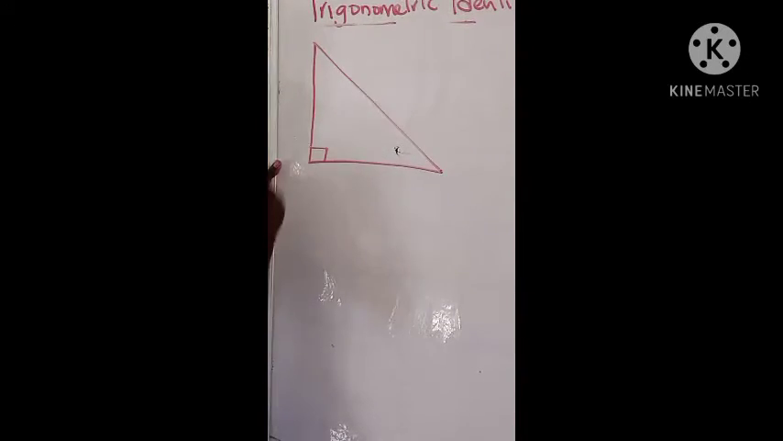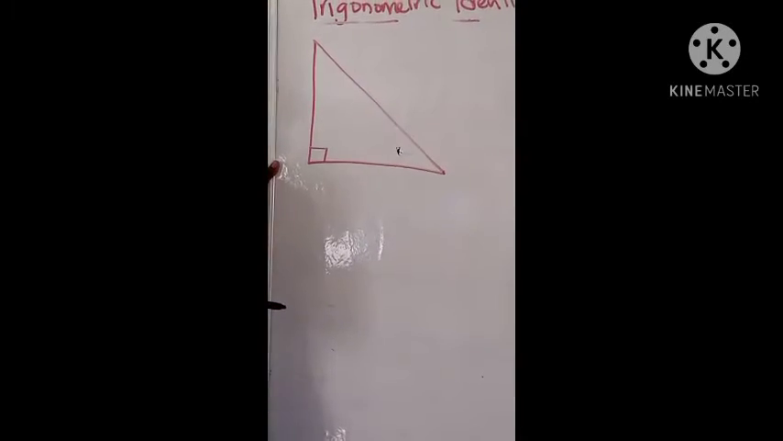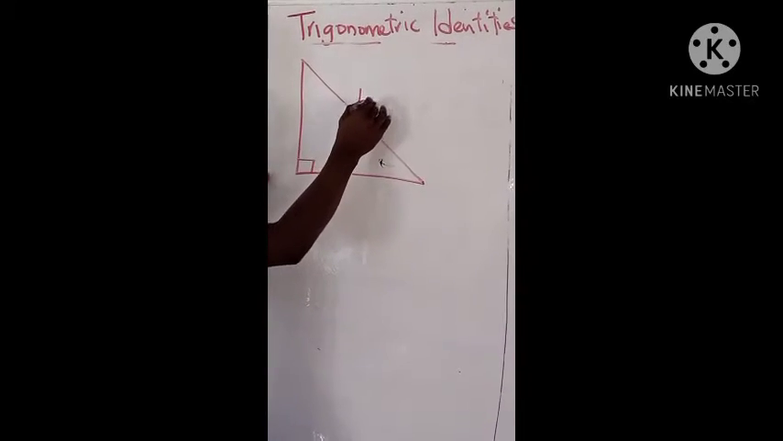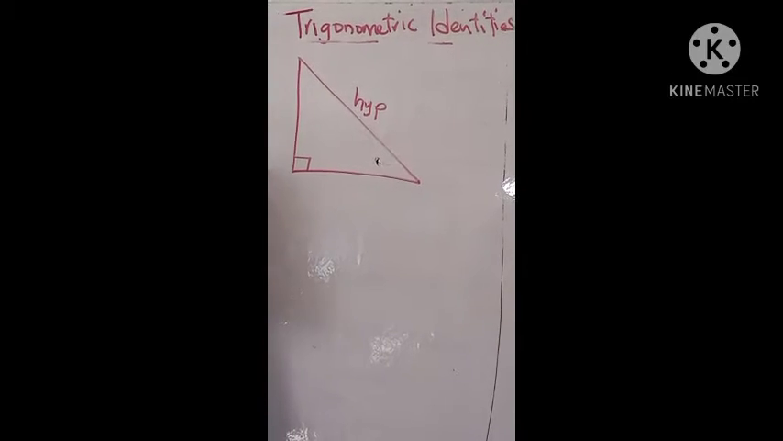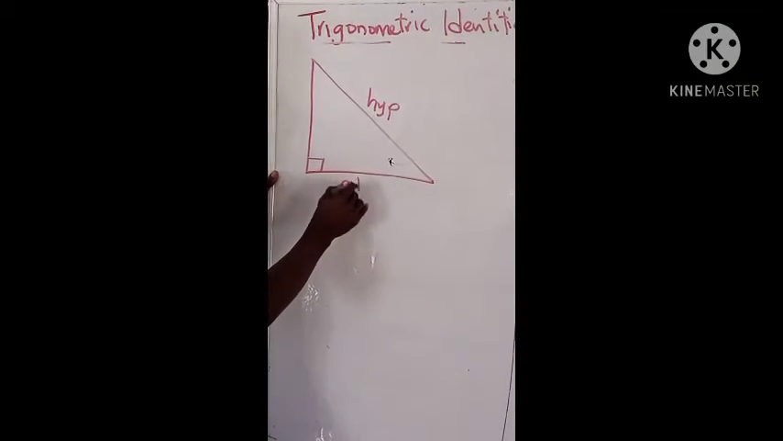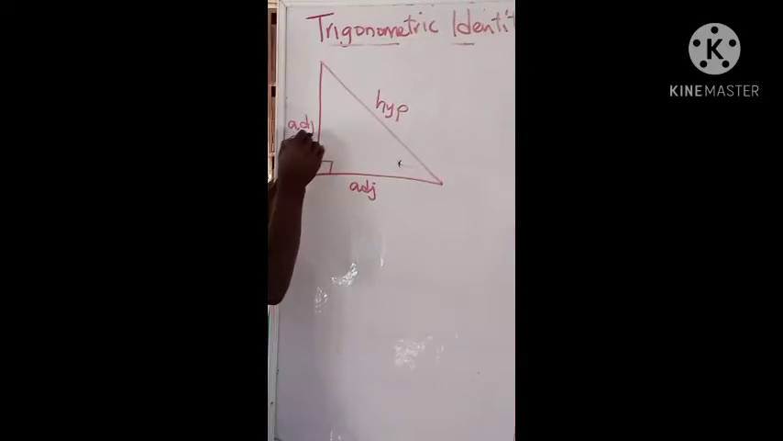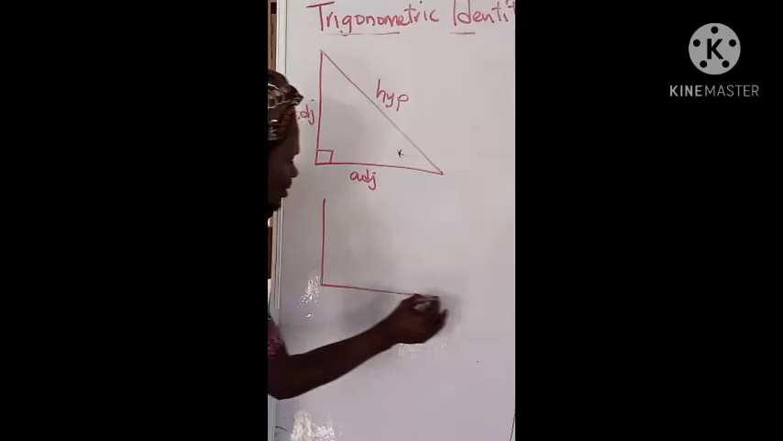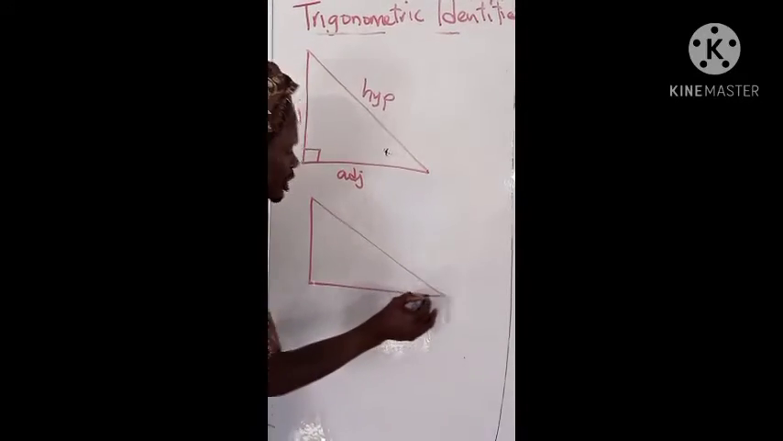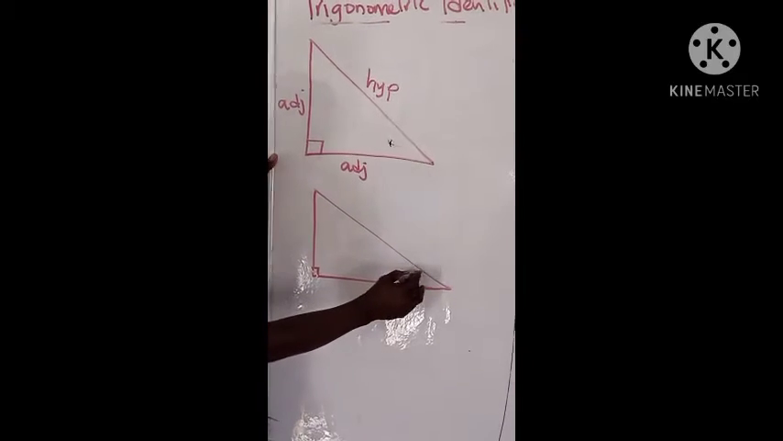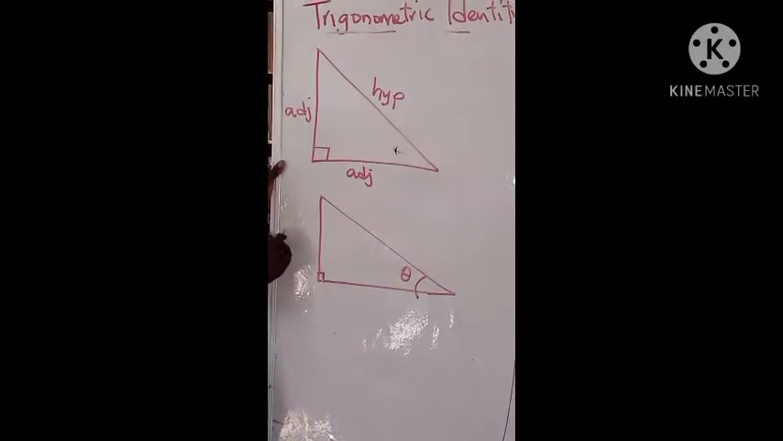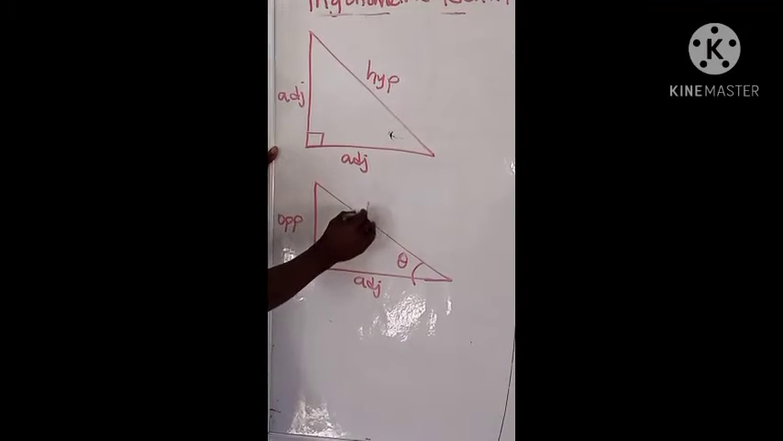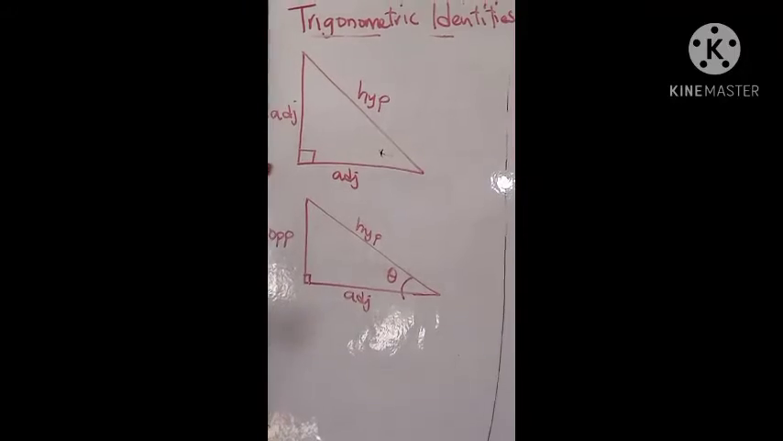For a right-angled triangle, there are three sides, as you can see. The longest side is usually opposite the 90 degrees, and it is referred to as the hypotenuse. The other sides are the adjacent sides. If an angle is introduced in the right-angled triangle, as you can see, theta, this now becomes the opposite. This remains the adjacent, and the longest side is the hypotenuse.